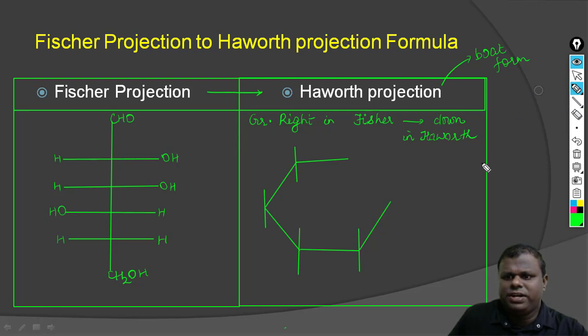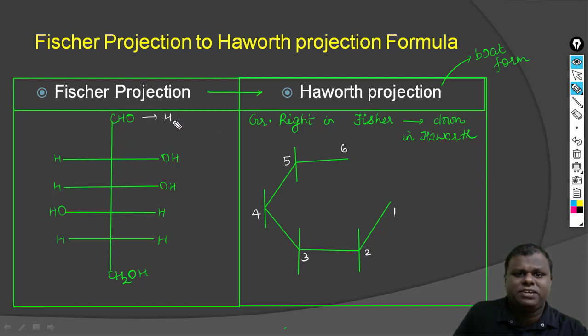Now, let's try to number this. So this is 1, this is 2, this is 3, this is 4, and this is 5, and then this is the sixth carbon. So here I've already said that the topmost is going to be high priority, right? And this is going to be low priority. So you have 1, 2, 3, 4, 5, and 6, right? So if you could see here, this is the first carbon.